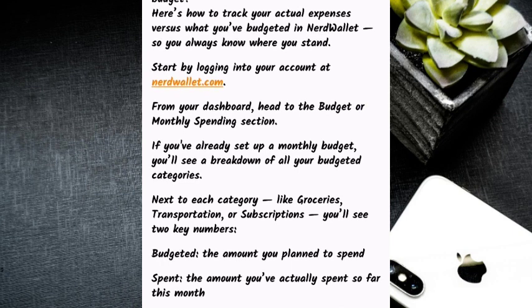From your dashboard, head to the budget or monthly spending section. If you've already set up a monthly budget, you're going to see a breakdown of all of your budgeted categories. Next to each category, like groceries, transportation, or subscription, you're going to see two key numbers. First, budgeted. This is the amount that you plan to spend. And second, spent, which is the amount that you've actually spent so far this month.